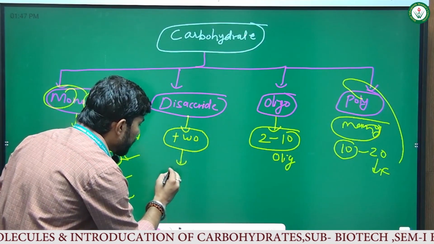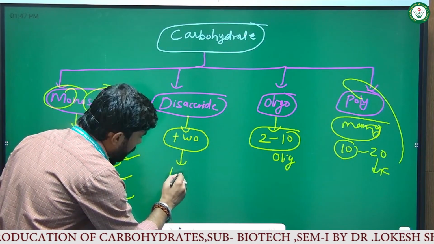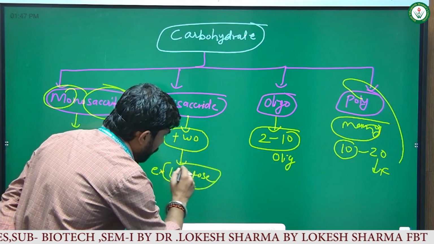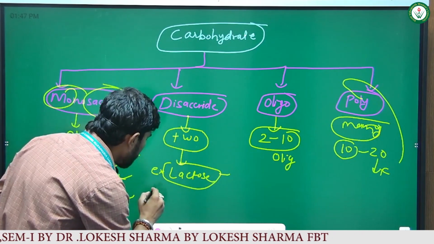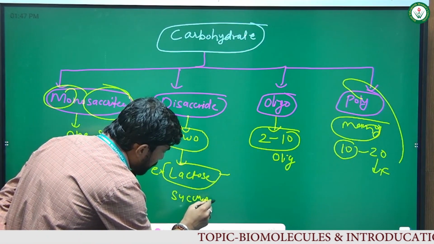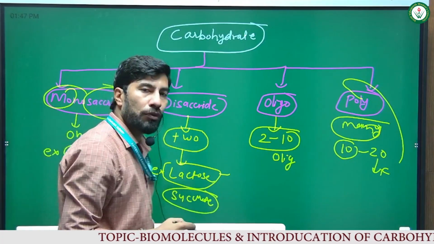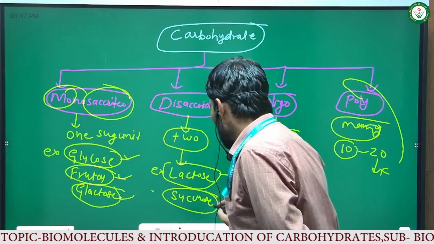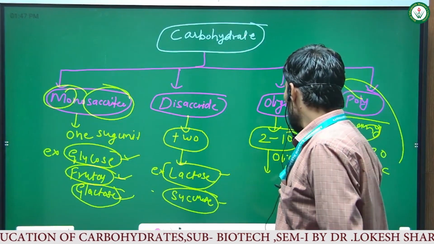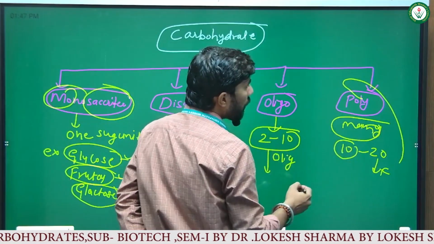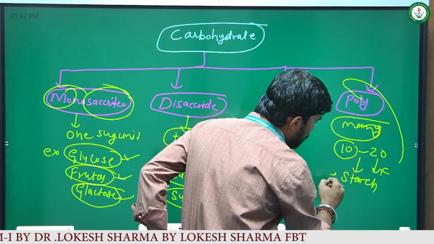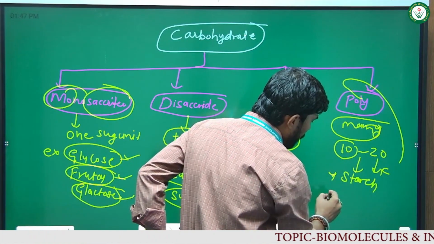The two sugar unit example: lactose is a milk sugar. Lactose is known as a milk sugar that is made up of two sugar units. Sucrose. Sucrose is cane sugar, sugar cane. The name of sucrose comes from the sugar cane. It is also made up of two sugar units. Oligosaccharides are based on the number of sugar units. Polysaccharides are like starch, cellulose.